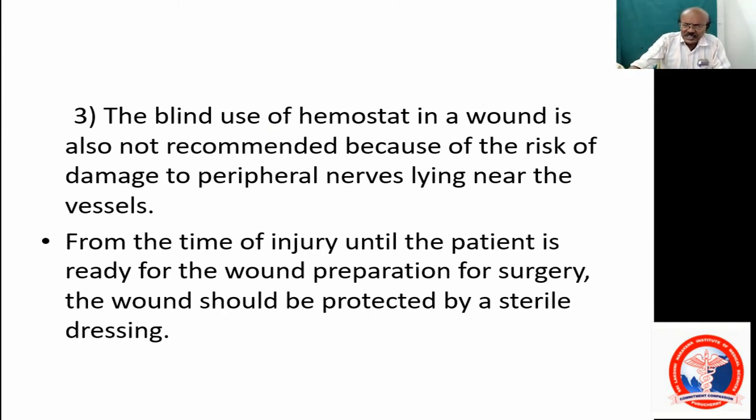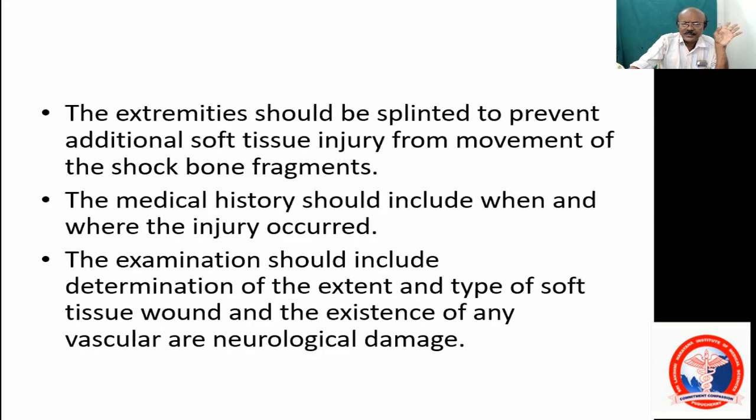From the time of injury until the patient is ready for wound preparation for surgery, the wound should be protected by a sterile dressing. The extremities should be splinted to prevent additional soft tissue injury from movement of the sharp bone fragments. The medical history should include when and where the injury occurred. Examination should include determination of the extent and type of soft tissue wound and existence of any vascular or neurological damage.